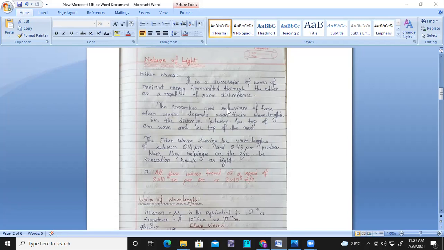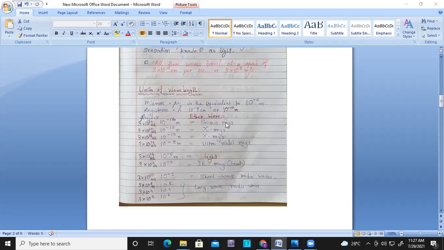Units of wavelength. Look here, some units are depicted. Generally, two units are there. One is the micron and the other is the angstrom. The micron is very little, equal to 10 to the power minus 6 meter, and the angstrom is even smaller than the micron.